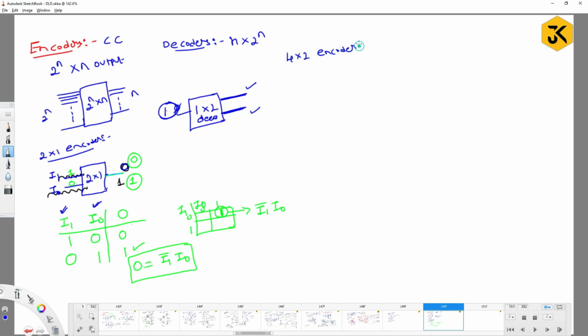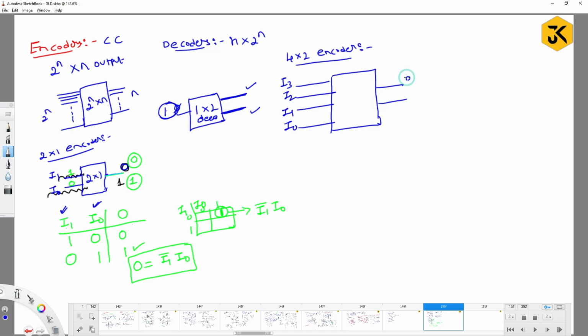If I take a 4 by 2 encoder, a 4-bit encoder, how many inputs are there? 4 inputs are there. I can assume them as I3, I2, I1 and I0. Outputs might be O1 and O0. Now observe, if I give 1 at this particular line, what will happen? You are going to get 0 0 as output. If I give 0 1 and 0 0, what might be the output?